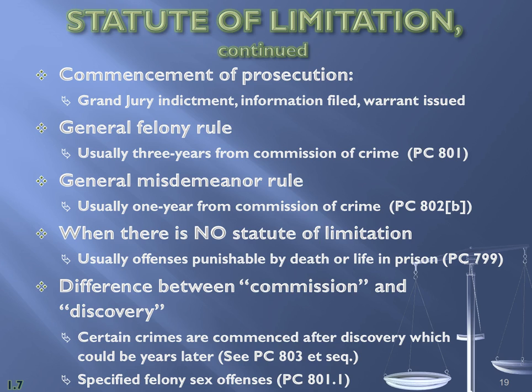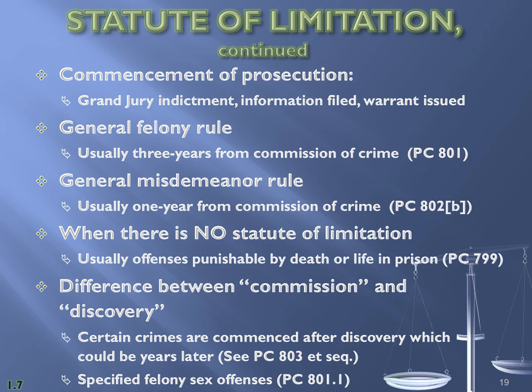General misdemeanor rule, usually 1 year from the commission of a crime. There is no statute of limitation usually for offenses punishable by death or life in prison, because there are some that don't have any. So if you murder somebody, that would fall under that. There's no statute of limitation. So if we know that you did it and you ran into hiding and we found you 20 years later, that's okay, because there's no statute of limitation on that. And hopefully that makes sense.